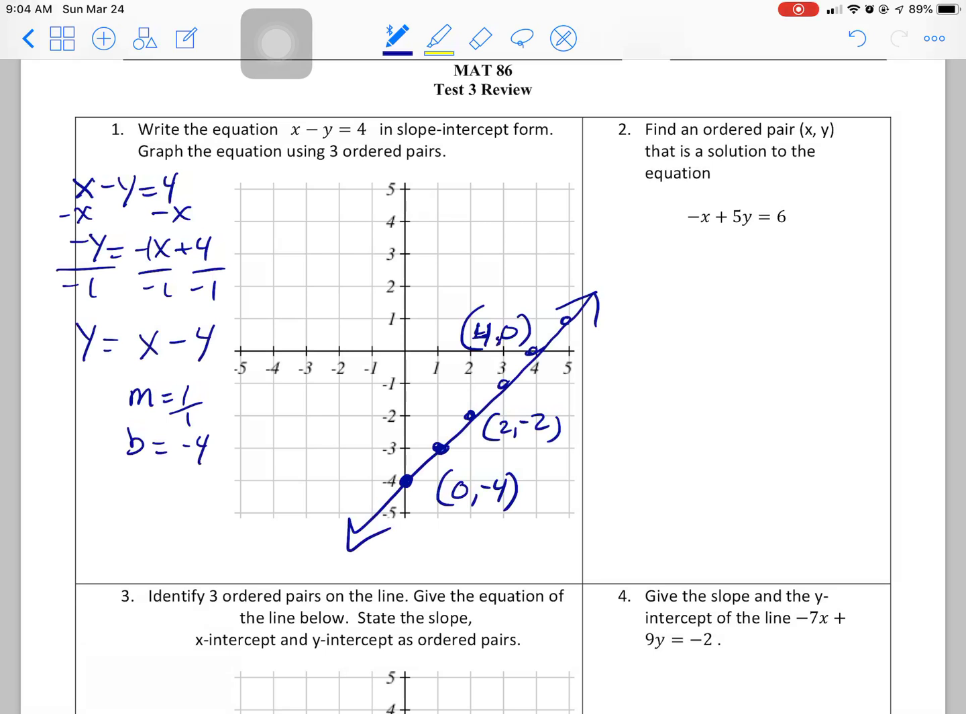Okay. Find an ordered pair that is a solution to this equation. We didn't do much of that without the graph. I can't tell what's going on, though. I like to turn them around first, because then I can at least have a b, maybe. Plus 6. Okay, divided by 5. y equals 1/5 x plus 6/5.